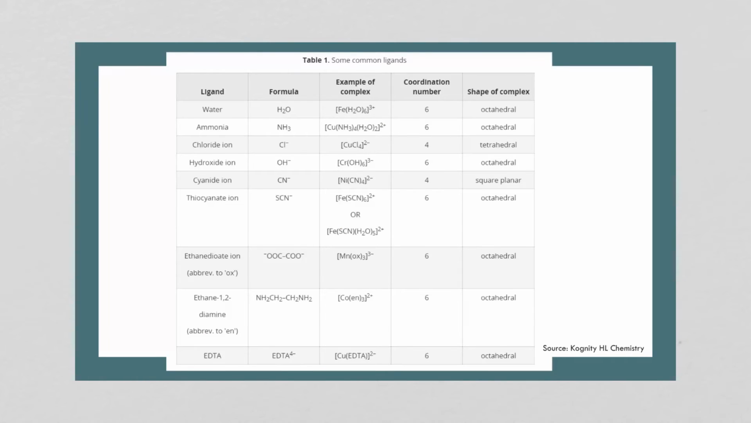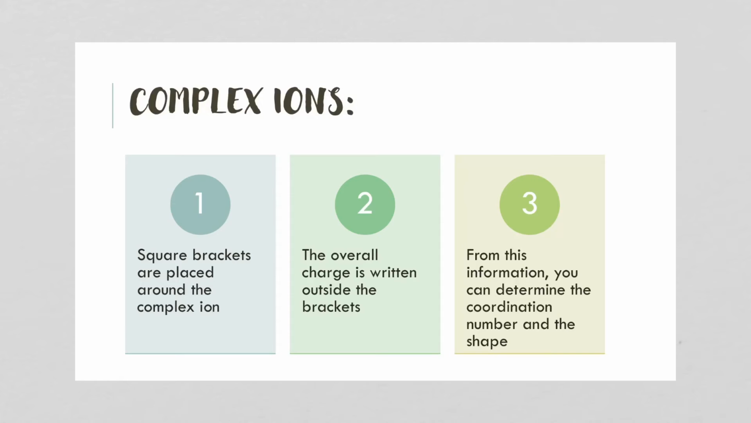Table 1 from our textbook shows some common ligands, their coordination numbers, and the shapes of the complexes. When the coordination number is 6, the shape of the complex is octahedral. If it's 4, it can be tetrahedral or square planar. When writing complex ions, we place square brackets around the whole complex. The overall charge is written outside of the square brackets as a superscript. From this information, you can then determine the coordination number and the shape of the complex ion.